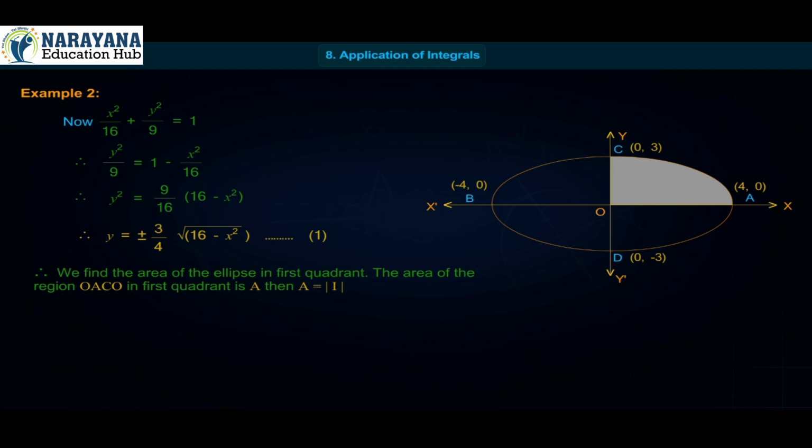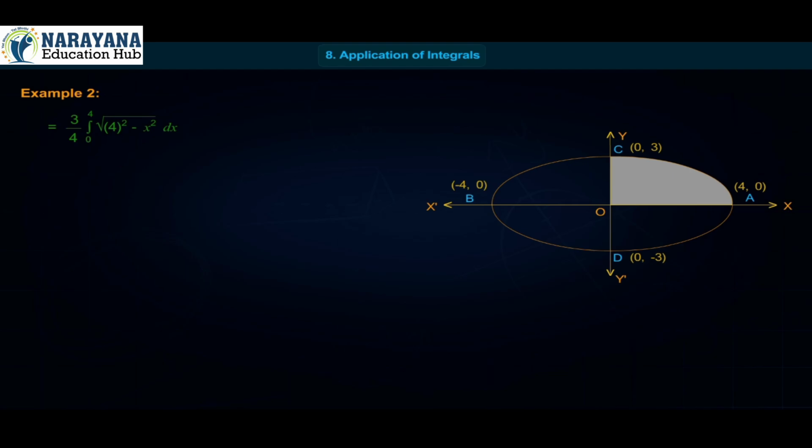Then A is equal to modulus of I, where I is equal to integration 0 to 4 y dx is equal to integration 0 to 4 3 upon 4 into square root of 16 minus x square dx. In the first quadrant, y is positive, is equal to 3 upon 4 into integration 0 to 4 square root of 4 square minus x square dx is equal to 3 upon 4 into [x upon 2 into square root of 16 minus x square plus 16 upon 2 sine inverse x upon 4], 0 to 4.